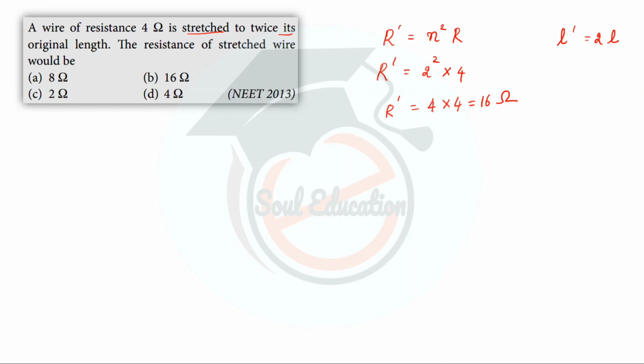So this is directly formula based. Otherwise, if we take it from the initial case, my resistance is equal to rho into L by A. My L dash is given as 2 times L. What about my A dash? We need to find A dash. Volume is constant, so A dash L dash is equal to A into L. We proceed the same way. So A dash is equal to A L upon 2 times L. L cancels. So what is my A dash? A dash is equal to A by 2.